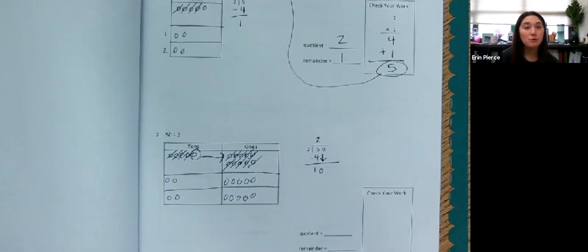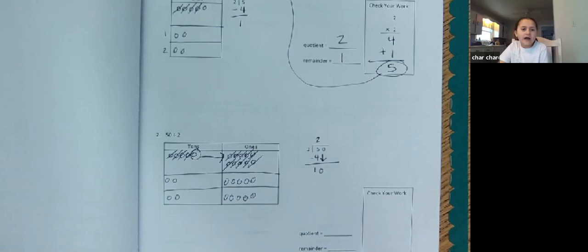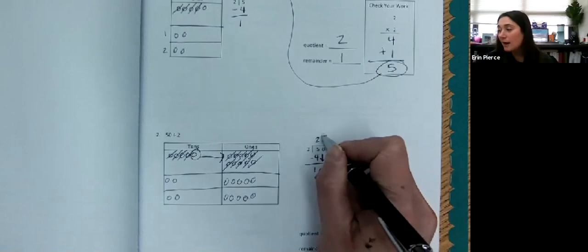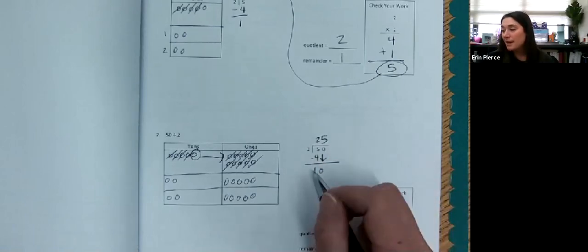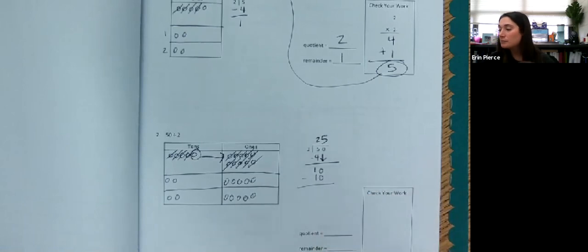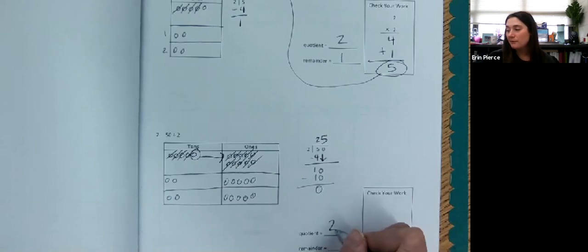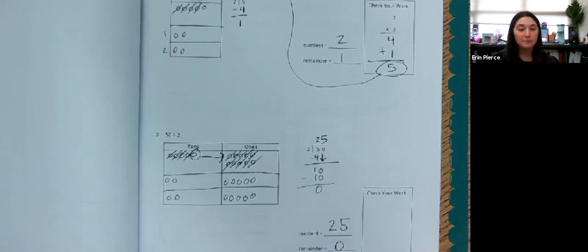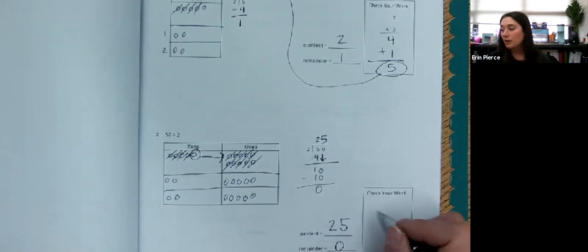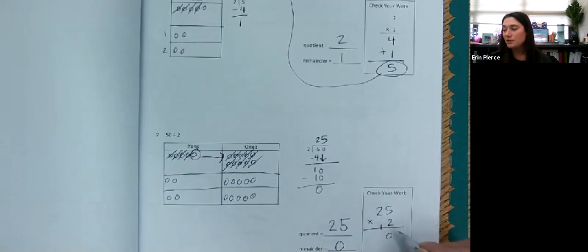So 10 divided by 2. Charlotte? 10 divided by 2 equals 5. 5. 5 times 2, 10. I subtract, and I get 0. Quotient, 25. Remainder, 0. Checking our work, 25 times 2, 5 times 2, 10. 2 times 2 is 4 plus 1 more, 5.